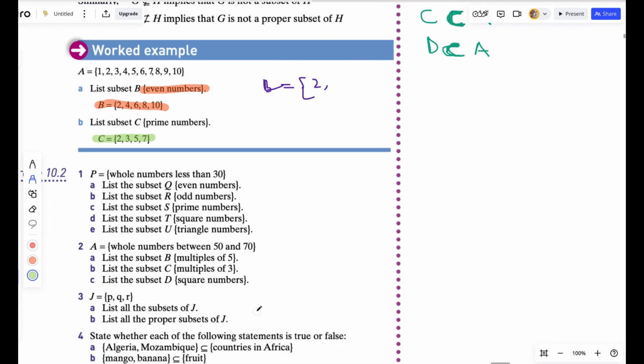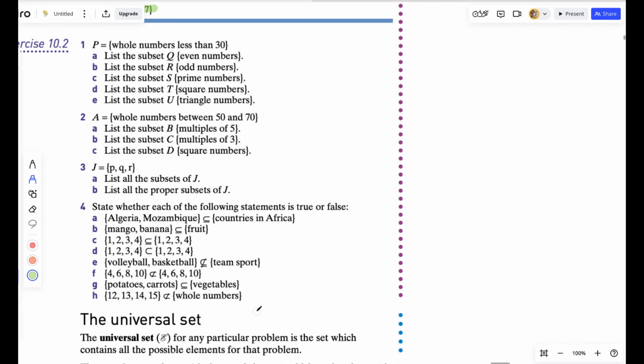At this point, you pause the video, pause the class, and solve these questions for a better understanding. Pause and solve the following questions, question 1 to 4.